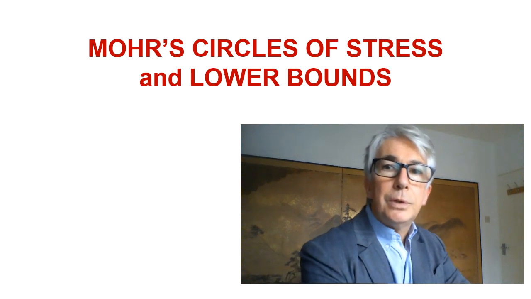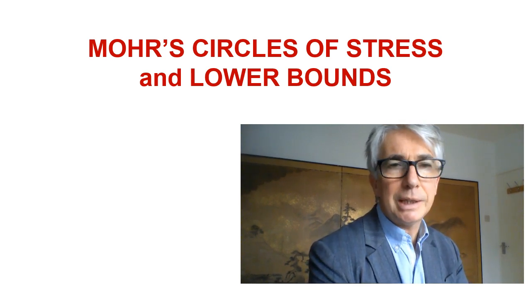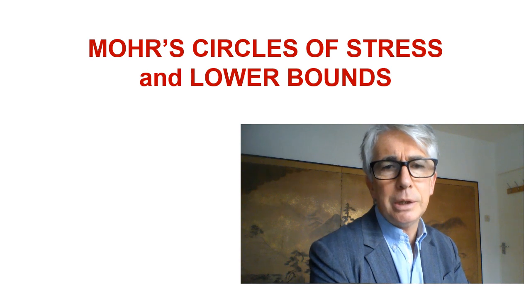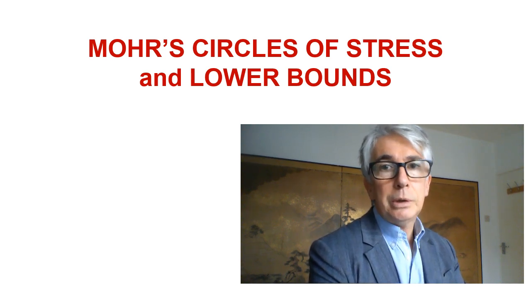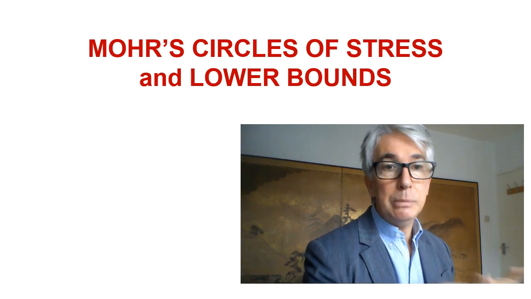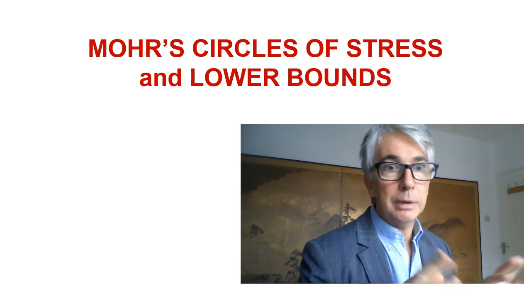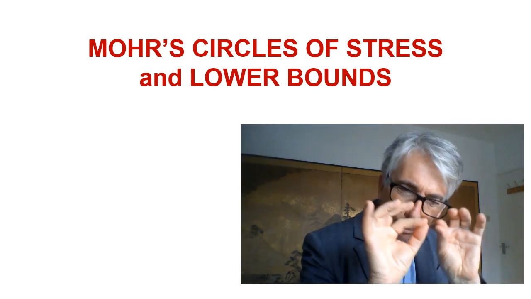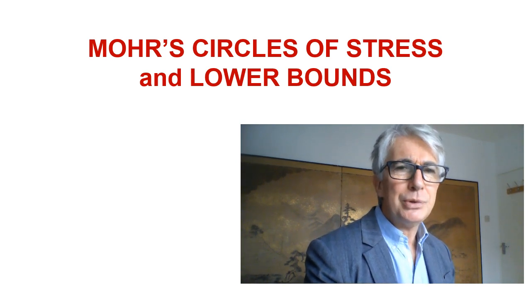Okay, so you've survived upper bounds and now we're going to move to lower bounds. This is where it gets a bit more difficult, and that's because lower bounds are rather more abstract. In upper bounds, we're looking at mechanisms. We can imagine things failing and things moving, blocks of soil moving around. But in lower bounds, nothing's moving, nothing's failing. It's on the point of failing. So it gets a bit more abstract, what we do.